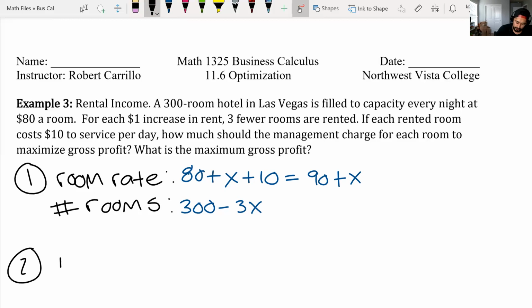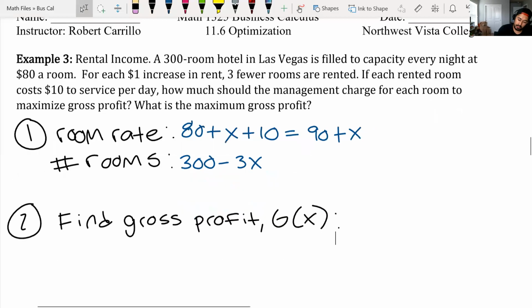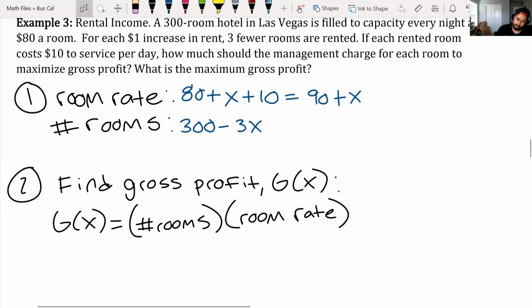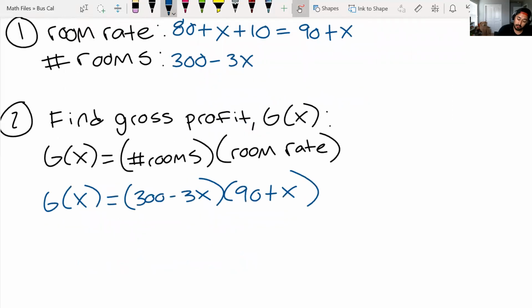All right. Cool. Now, 2 is find gross profit. Find G of x. And just like the other ones, G of x is going to be number of rooms times room rate. And we have all that information above. Number of rooms, 300 minus 3x. Room rate, 90 plus x. Foil it.